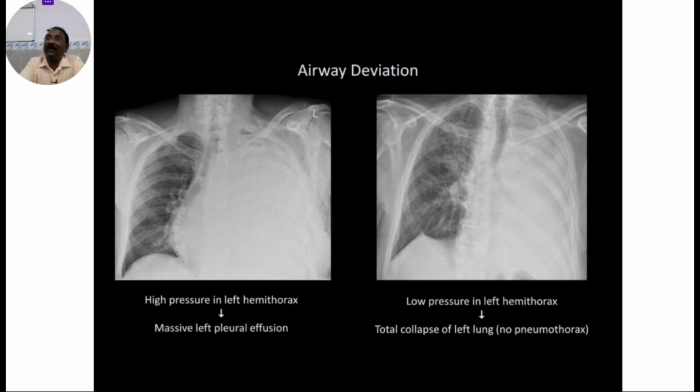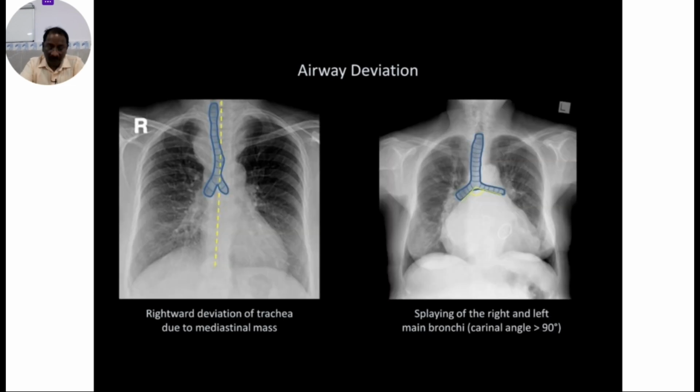So this is very, very important. Now the carina. See the carina here, widened. In the second film, rightward deviation of the trachea due to the mediastinal mass. See the mediastinal mass there. Anterior mediastinal mass. Are you appreciating the mass? Near the clavicle, sternoclavicular area. On the left side you have the aortic knuckle, but on the right side, above that aortic knuckle area, you are seeing that mass area. That is your anterior mediastinal mass.